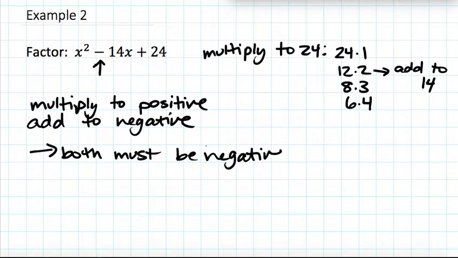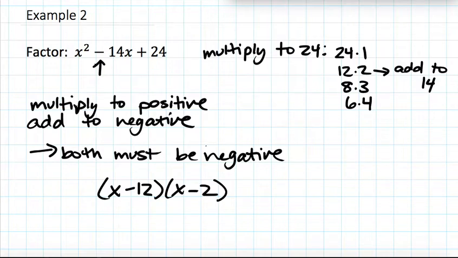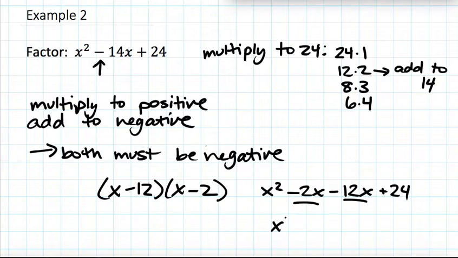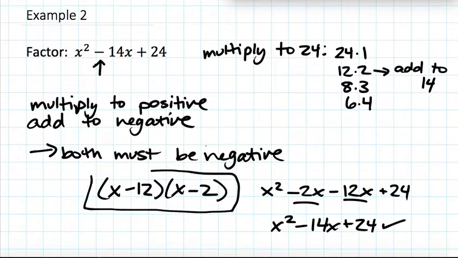So in my parentheses, I'm going to have minus 12 and minus 2, whichever order you want to put them in. And then again, I can check this using FOIL. I get x squared minus 2x minus 12x. Negative 12 times negative 2 is plus 24. And then when I combine the two terms in the middle, it's minus 14x. So I get what I started with, and it checks out. So this is the answer.